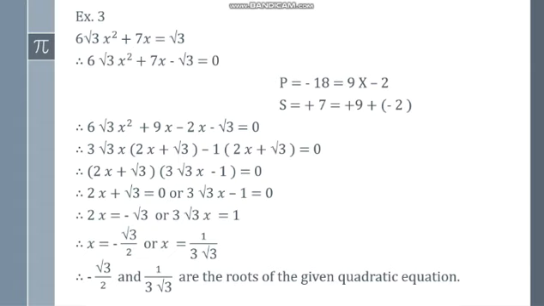Therefore −√3/2 and 1/(3√3) are the roots of the given quadratic equation. So students, in this video I explained the factorization method, that is, how to solve a quadratic equation by the factorization method. I hope you understand this, and now try to solve the sums from exercise 2.2. Wish you all the best.